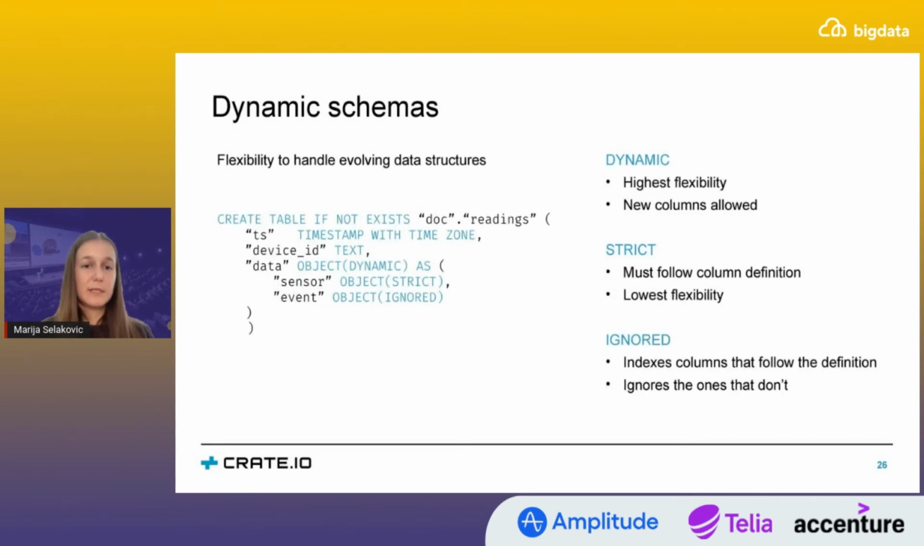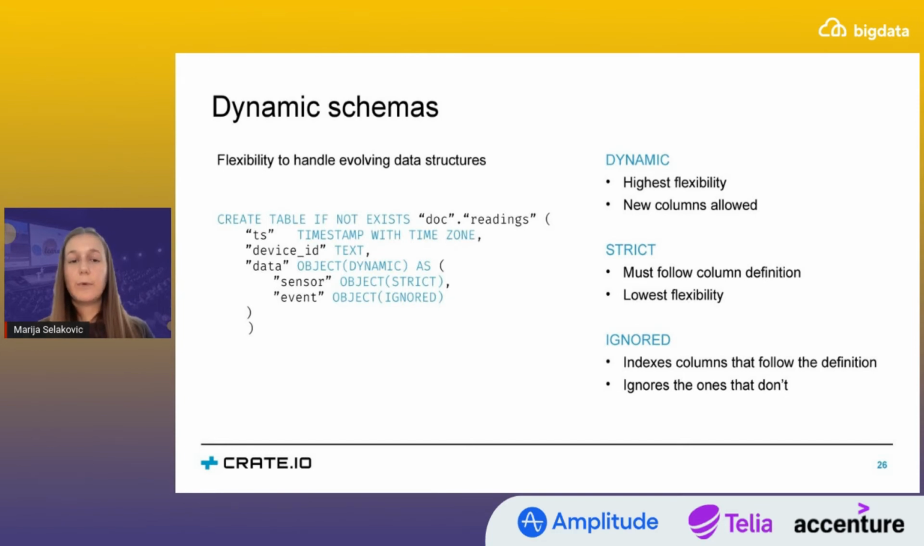And besides storing data in the object format, you can also have full control over the schema of these objects. So CrateDB supports dynamic schemas, which gives you the highest possible flexibility and allows you to add new attributes to the object. You could have, for example, objects with a different set of attributes stored in one column. But if you really want your schema to be strictly followed, you can declare this object as strict. Then every object that is stored in this column needs to follow the column definition.